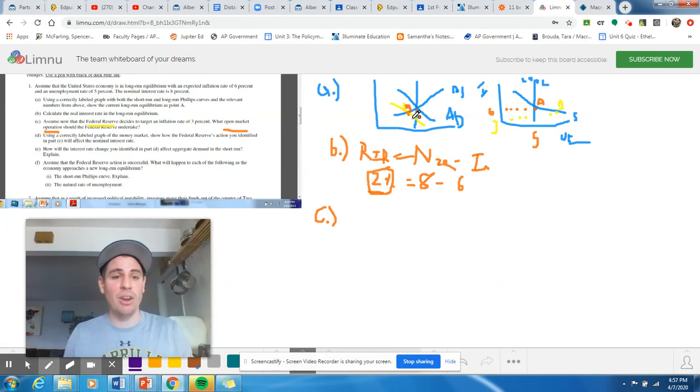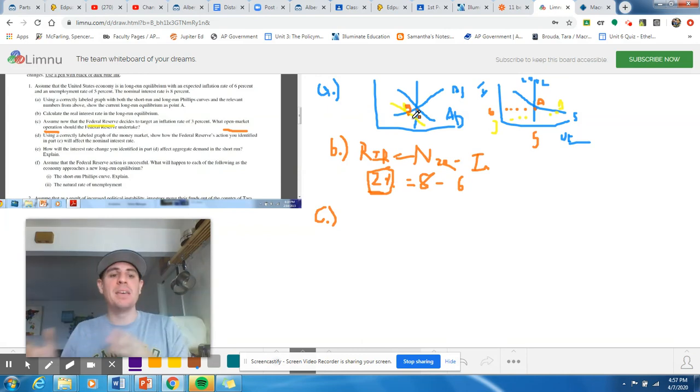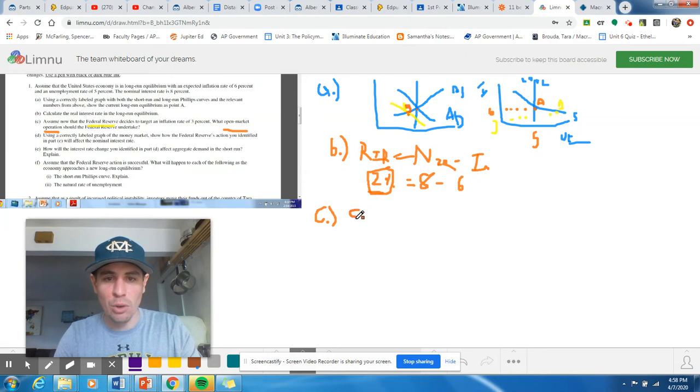Because it's monetary policy. So in order to get aggregate demand to shift to the left, what open market operations? Well, remember that Bradyism: buy big, sell small. If we want our economy to shrink, for aggregate demand to shift to the left, we're going to sell bonds. So the answer, the open market operations, is selling. The Federal Reserve is selling bonds.